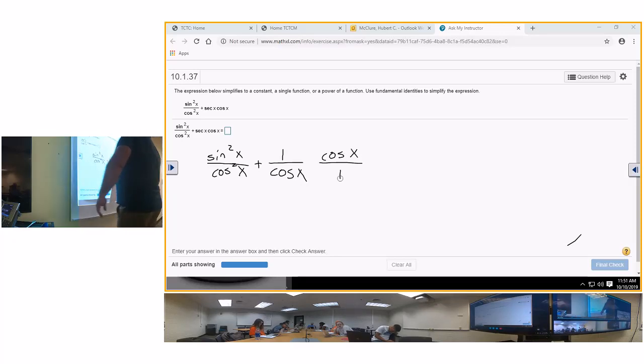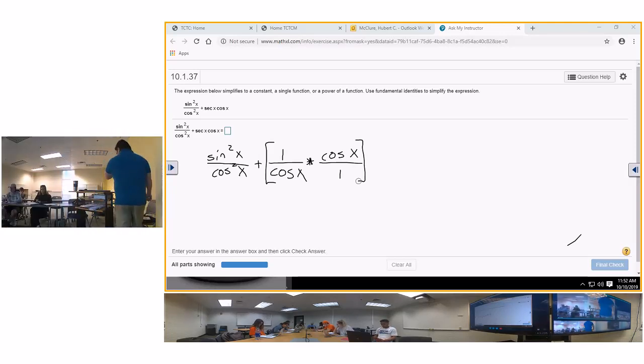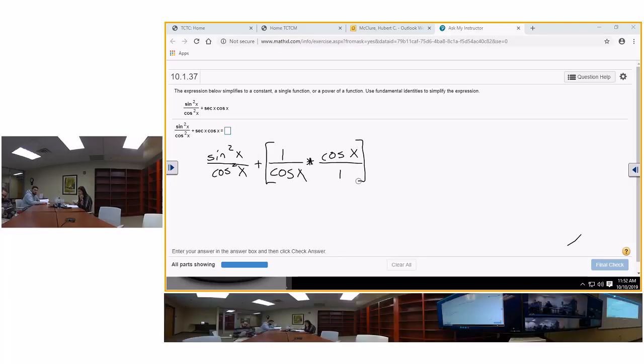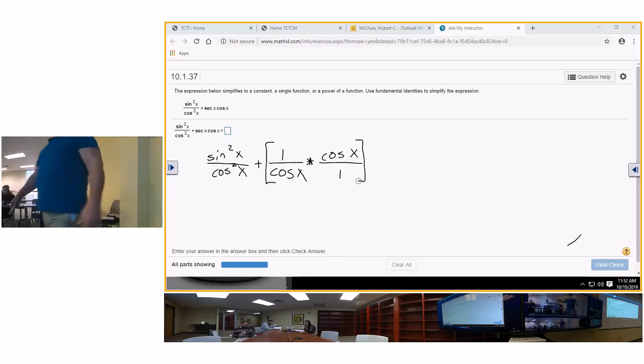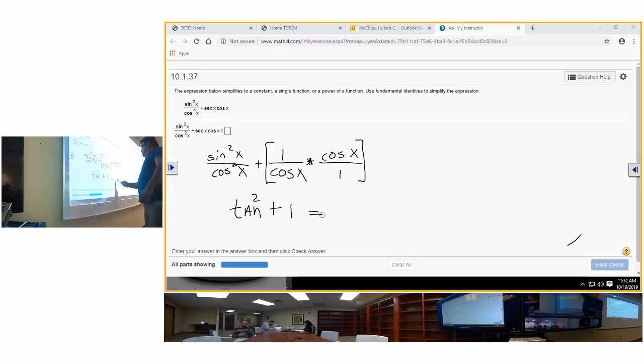Make sure you do this because you might try to get a common denominator because you think it's all adding. And it's not. And of course, what is cosine over cosine? 1. And what is this? Tan squared. So tan squared x plus 1 is equal to what? Secant squared. And that's your answer.